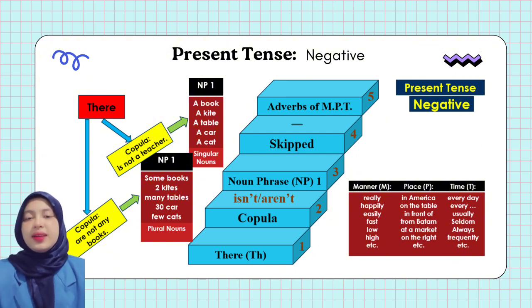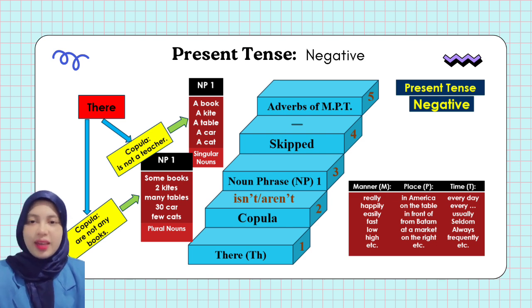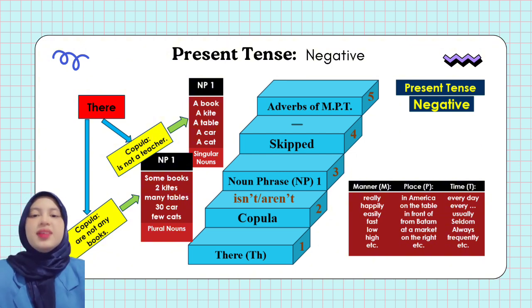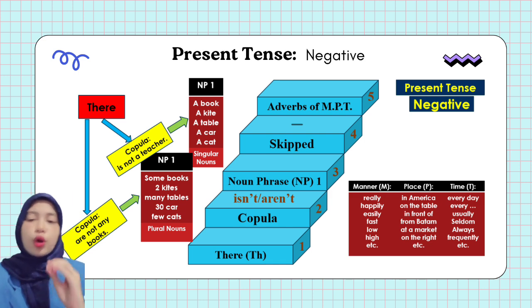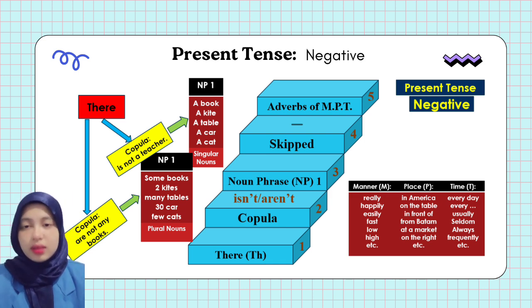The structure is very similar with one key addition. Stairs 1, there. Again, we start with there to indicate non-existence. Stairs 2, copula. This is where the change happens. To make it negative, we simply add not after the copula. So is becomes is not and are becomes are not.